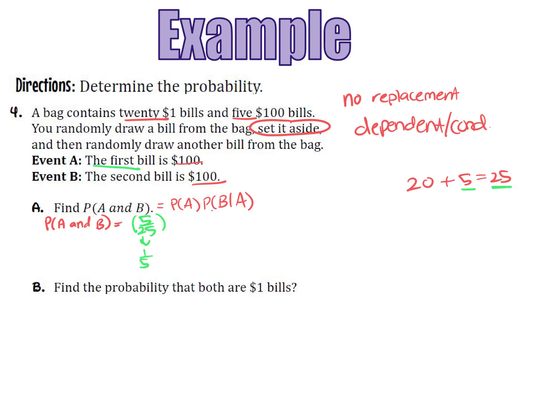Now, for the probability of B knowing A, first thing we know is that we now only have 24 bills in the bag because I just took one out. The one that I just took out was one of the 5, so there's only 4 more $100 bills left. So 4 out of the 24 that are left. And that fraction is going to simplify to be 1/6. So the probability of A and B is going to be 1/5 times 1/6, which is 1 out of 30.